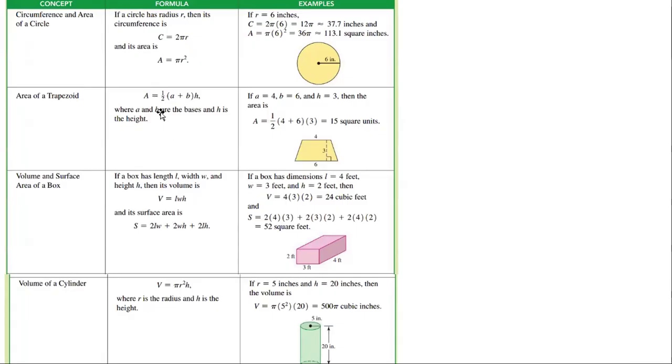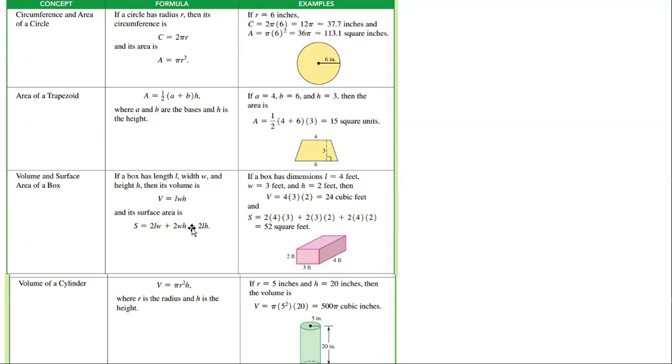For the trapezoid, the formula is half times (a plus b), or base 1 plus base 2, times the height. That's how I remember it. So the top base and the bottom base, you add them together, then multiply by the height and divide by 2. And they show this here.